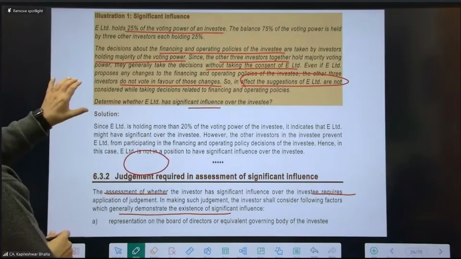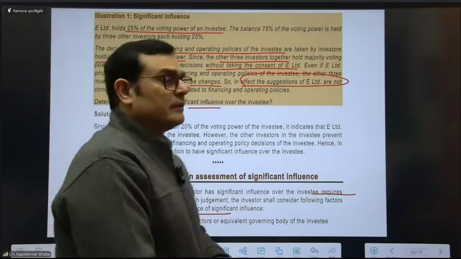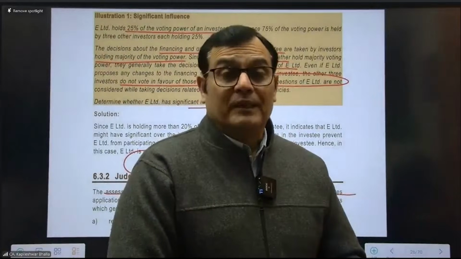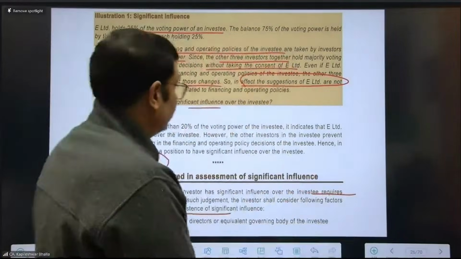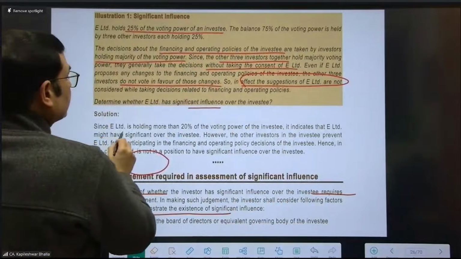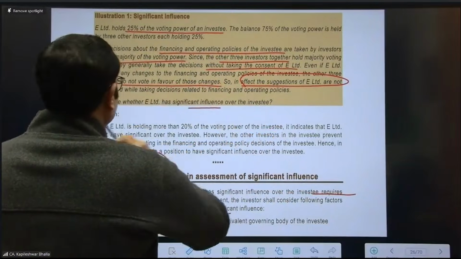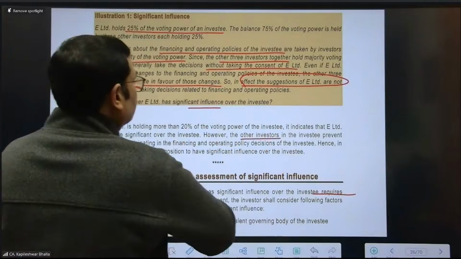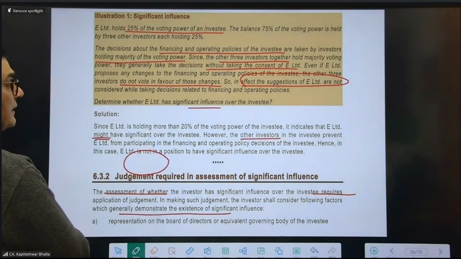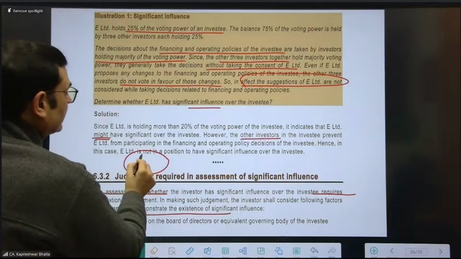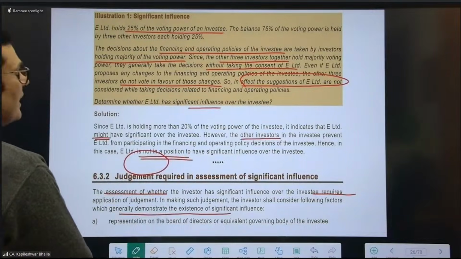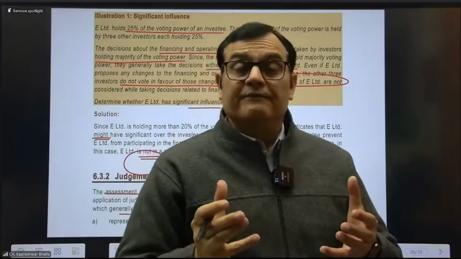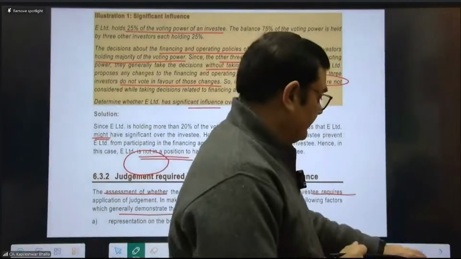So it is not a rule-based assessment where I'll see the percentage and say, okay, there is a significant influence. I need to look at the substance of the legal form as well. And that's where the judgment applies. That's where the principle-based assessment would apply. It says since E is holding more than 20%, it indicates that E might have a significant influence. However, the other investors in the investee prevent him from participating in financing policy decisions. Hence, in this case, he is not in a position to have a significant influence over the investee. So I think the facts of the case would be evaluated and a judgment would be applied.